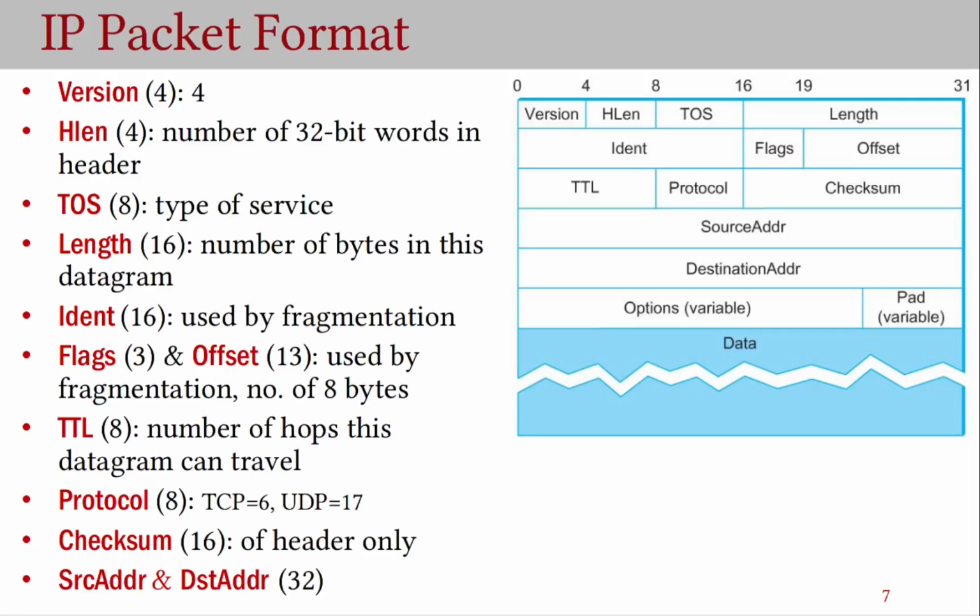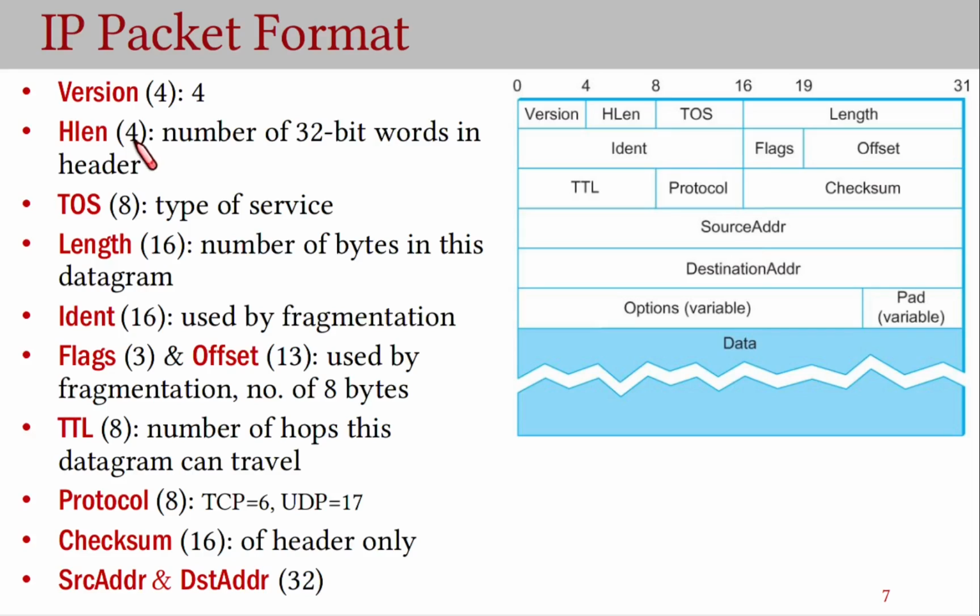Now we are going to look at the IP packet format. First, 4 bits indicate version. In the case of IPv4 it's 4, in case of IPv6 it's 6. Since this is the first field, it's a very convenient place to have the version, because depending on the version we can change the interpretation of the rest of the packet.